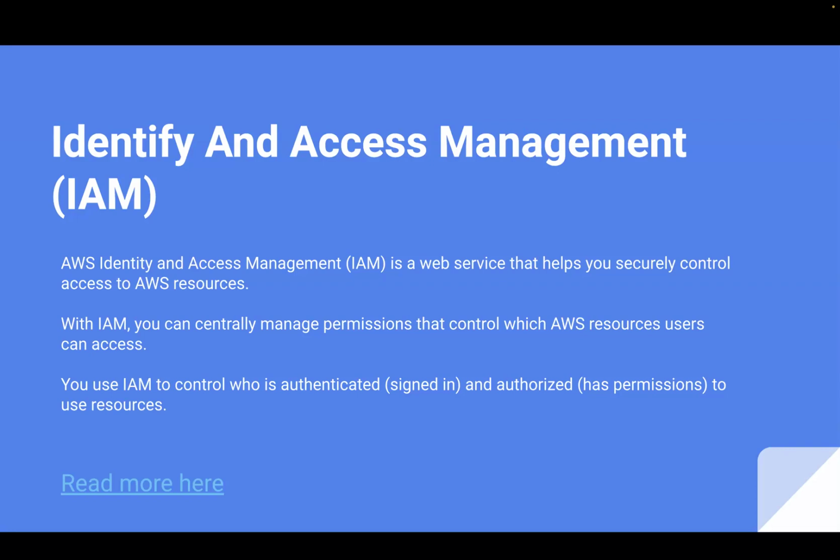With IAM, you can centrally manage permissions that control which AWS resources users can access. So for AWS, the person who creates the account initially, so let's say you log on to the AWS Management Console and then you create an account. The first person who created the account is tagged as a root user. And henceforth, the root user can create multiple users. The root user can give permissions to other users. The root user can delete other users, and the root user can as well revoke permissions that have been granted to other users.